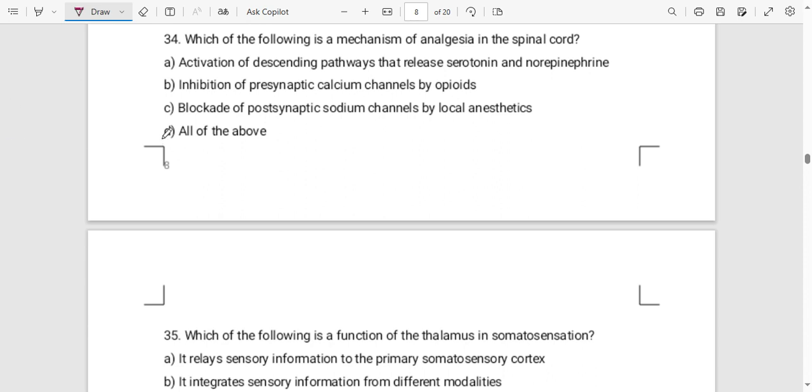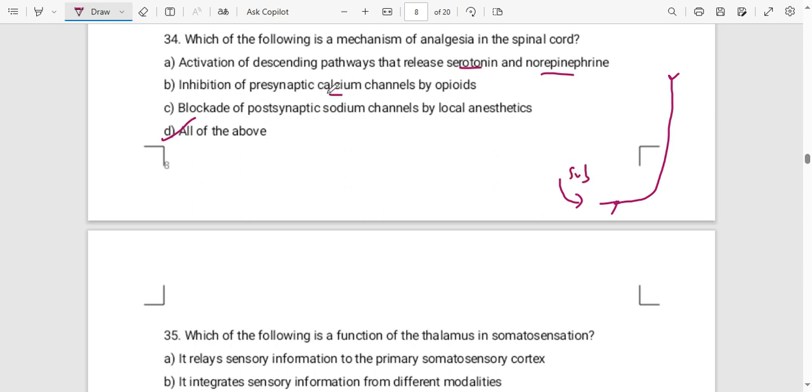Thank you so much. It's all of the above. When you look at activation of descending pathways that release pain, you have ascending pathways carrying pain from your muscles going up. The descending pathways are going to be releasing serotonin and norepinephrine, and these are going to be countering the pain that is being produced by the substance P, which is being released by the ascending pathway.